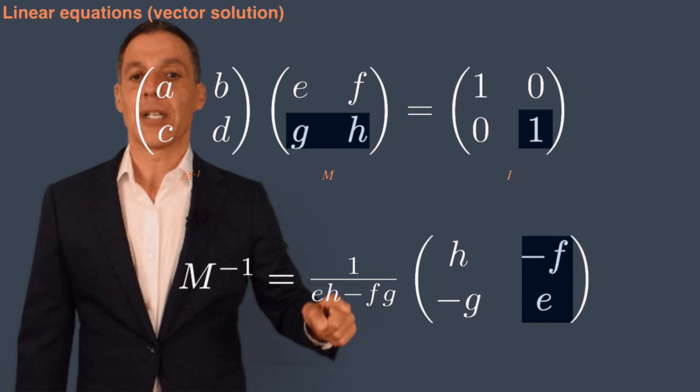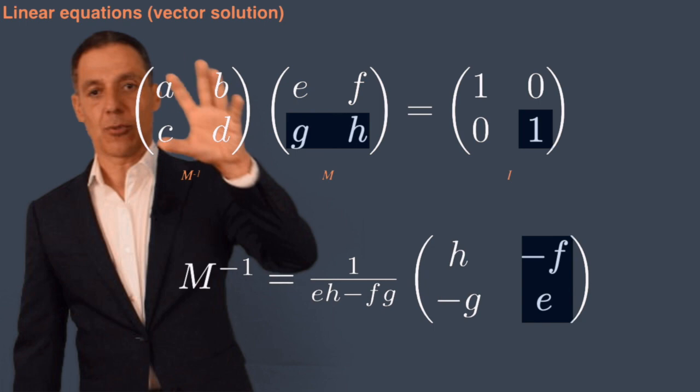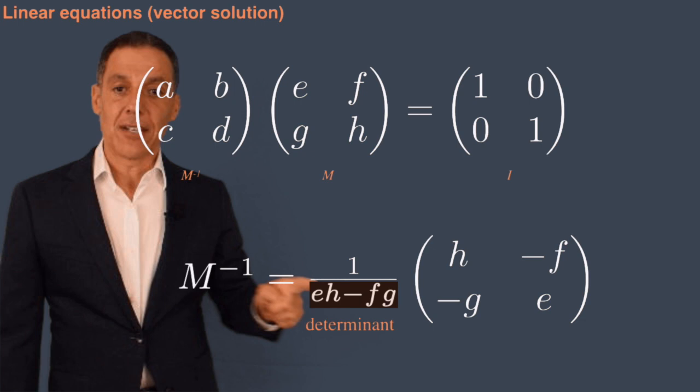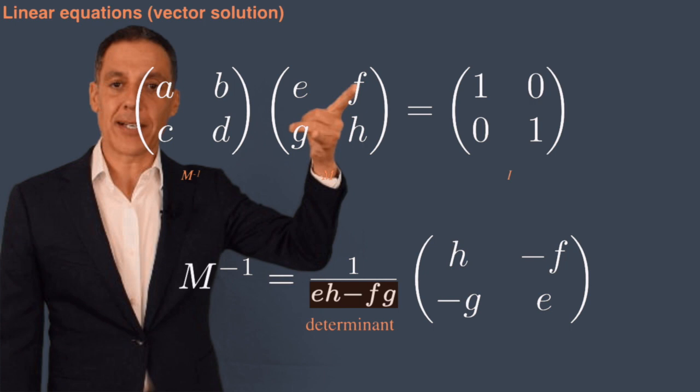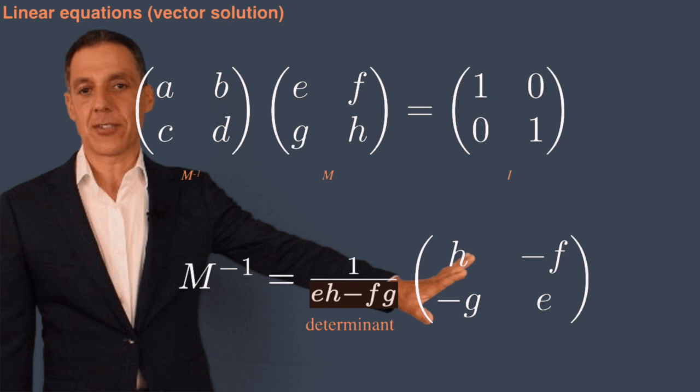So you can prove to yourself, I didn't actually derive this for you, but you can prove to yourself that this, in fact, is the matrix inverse, because when I left multiply by that, I get the identity matrix. Again, this EH minus FG, which is the product of the diagonal minus the product of the off-diagonal for a 2x2 matrix, is called the determinant, where the inverse is being multiplied by 1 over the determinant. This determinant is going to be really important in a number of places down the road. So we'll come back to this in the next segment.